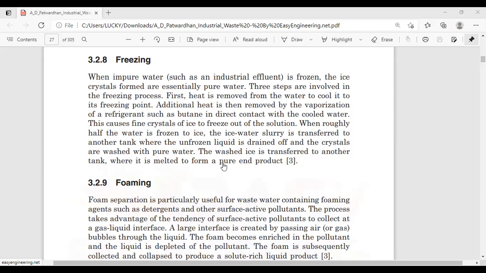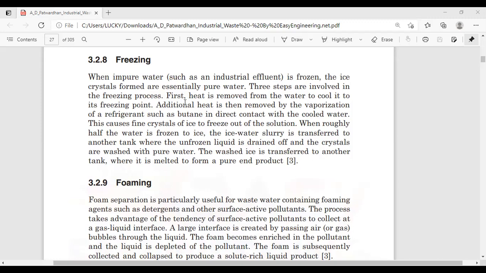When roughly half the water is frozen to ice, the ice water slurry is transferred to another tank where the unfrozen liquid is drained off and the crystals are washed with pure water. The washed ice is transferred to another tank where it is melted to form a purer product. That is freezing. This is one of the advanced methods used in water treatment.